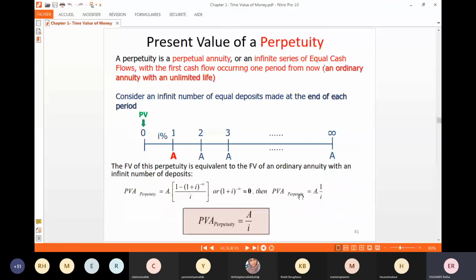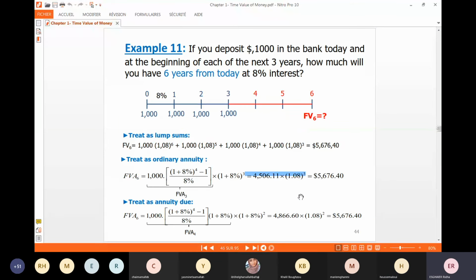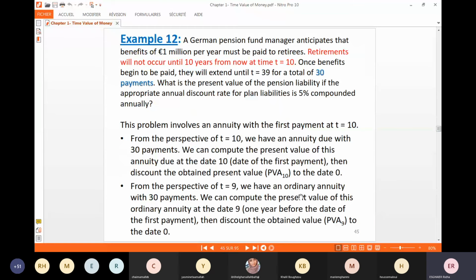Let's do the case of the present value though. The German pension fund manager anticipates that benefits of 1 million euros per year must be paid to retirees. So we will pay to retirees 1 million euros each year. Retirements will not occur until 10 years from now, at time t equals 10. We will pay retirees 1 million euros, but the first payment is not today, not 1 year from now, it is at date 10, 10 years from now.